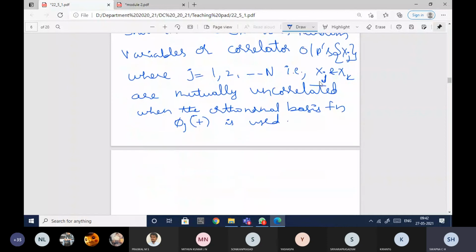Here, what I need to show is that Xj can be X1, X2, X3, and so on. In the same way, Xk is also X1, X2, and so on, but j should not be equal to k. So what I need to show is that these two are mutually uncorrelated.